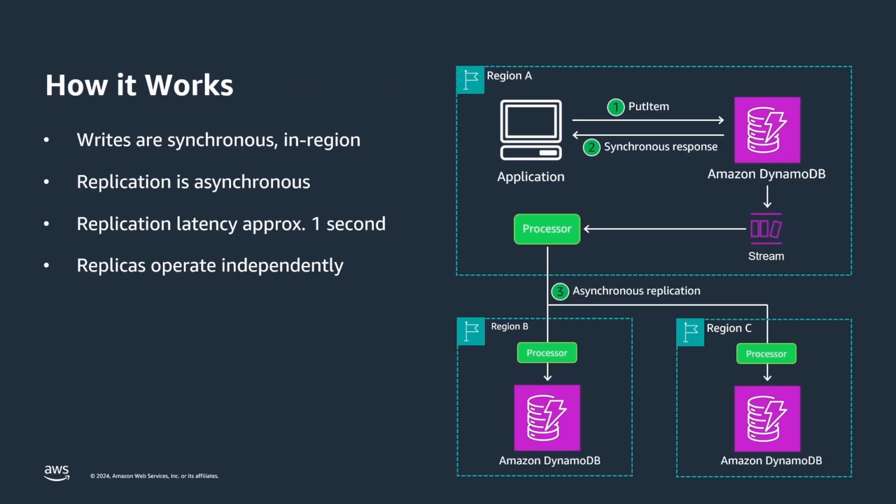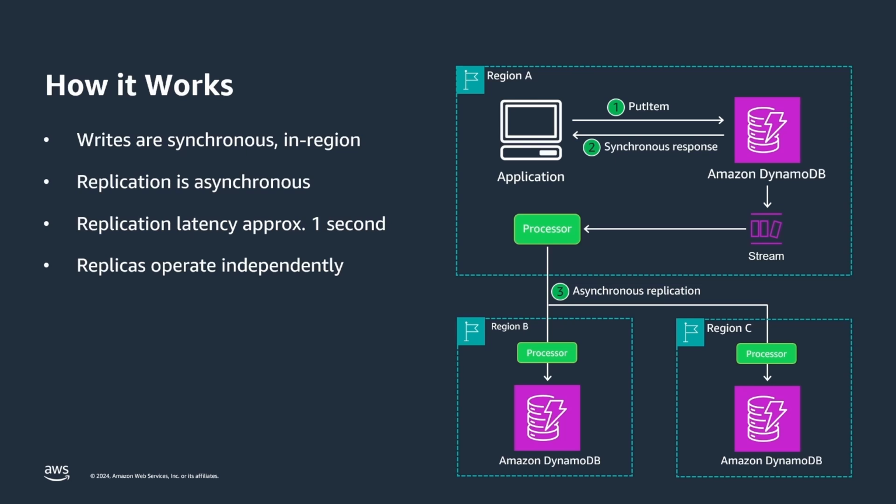Let's explore the under-the-hood architecture of how global tables replicates across regions. Let's have a look at the diagram on the right, starting with region A at the top of the diagram. And let's say that the application wants to perform a put item in its in-region table. In this case, the write is going to occur synchronously and in-region, just like a put item in a standard table, so there's no performance or latency penalty experienced by the application.